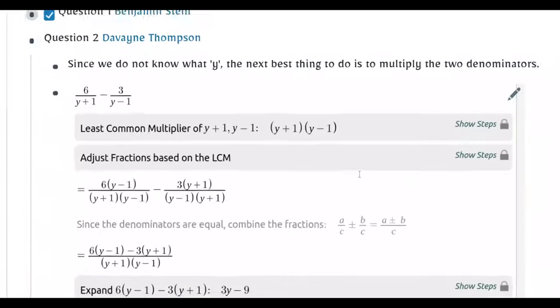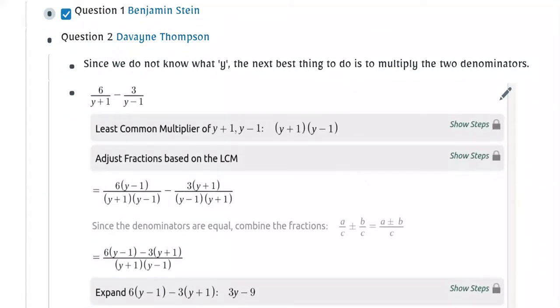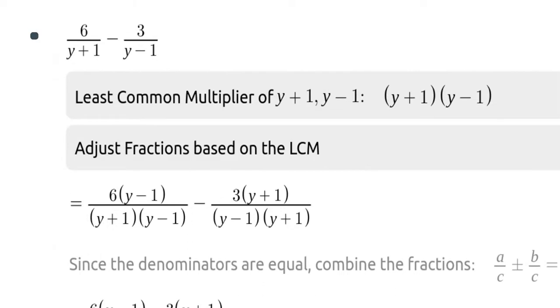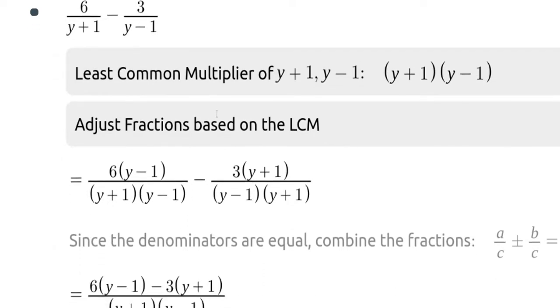Because you don't know what y is, the next best thing is to just multiply the two denominators, and that will give us a common multiple. So here we go. We're going to say y plus 1 multiplied by y minus 1. We're not going to work it out. We're just expressing it, right? So here's what we do now. Look at this now. This fraction y plus 1 is now replaced by a common multiple denominator of y plus 1, y minus 1.